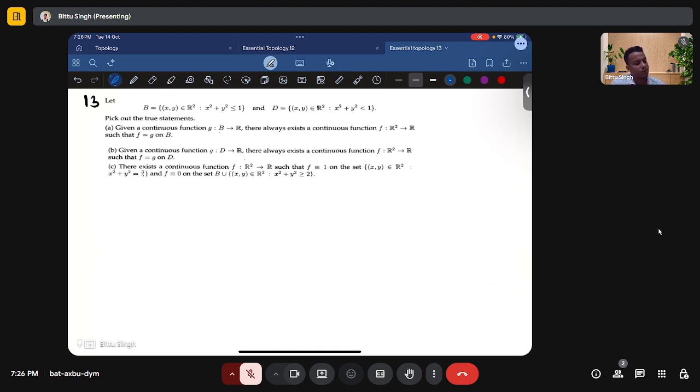Here B is the closed unit disk and D is the open unit disk. Given a continuous function f from B to R, there exists a continuous map g from R2 to R such that f equals g on B. That means every continuous map from the closed disk to R extends over R2. So this is true. Why is this true? Because of the fact that the domain R2 is a normal topological space.